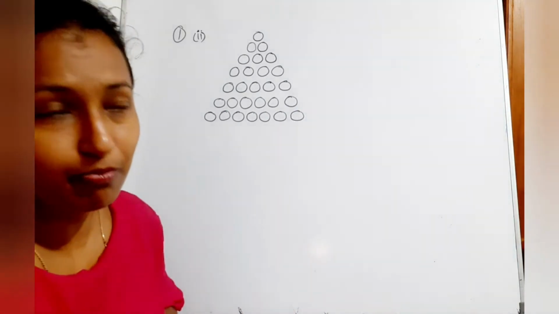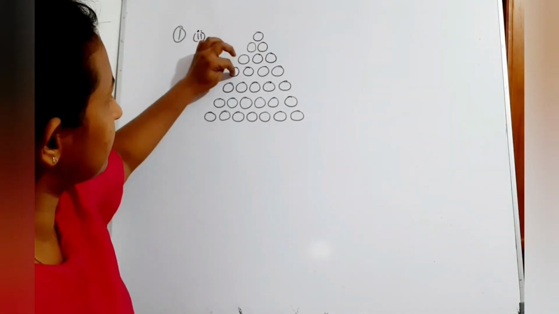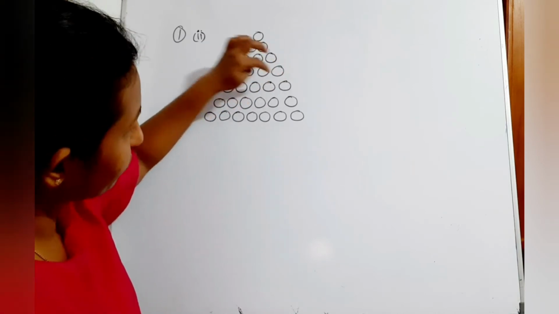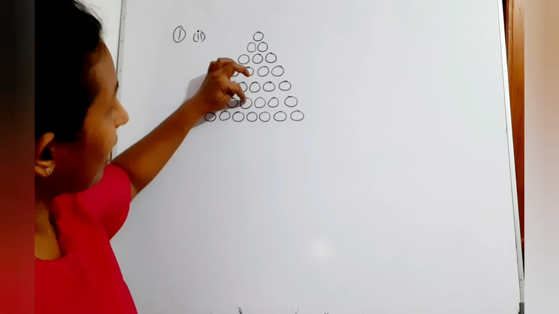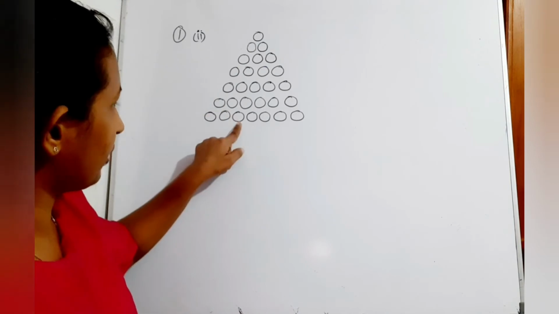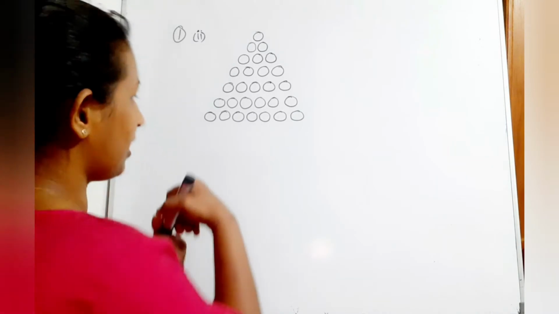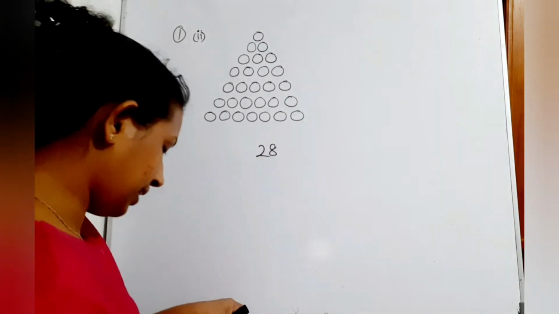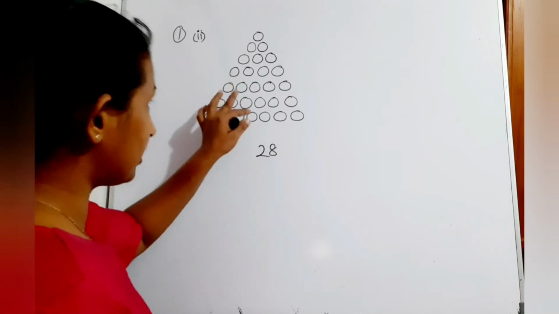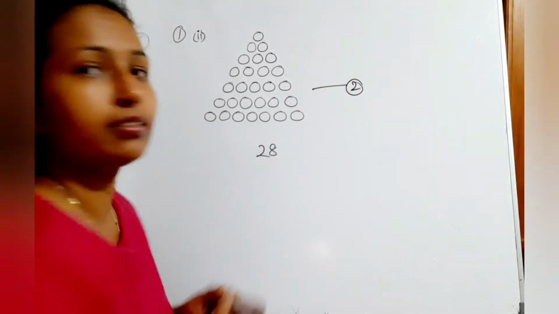Then count the number of dots here. 1, 2, 3, up to 28. So the number is 28. Then you have to represent the largest triangular number in this card by a dotted pattern. This one is enough. No need to write 28. Then you will be given 2 marks, children.